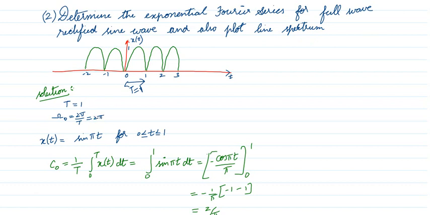Next, we have to write what is x of t. Since it is only a half wave, it is sine pi t between the time 0 and 1. You can check it out. If I put 0, sine 0 is 0. Next, if you put time as 1, sine pi is again 0.